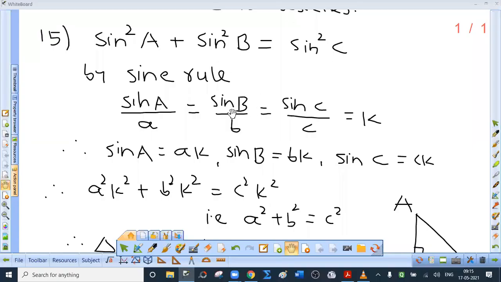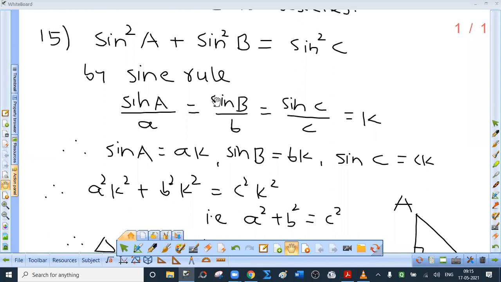See, the correct sum is: in triangle ABC, if sine square A plus sine square B equals sine square C, not sine 2A or sine 2B, then show that the triangle is right angled.